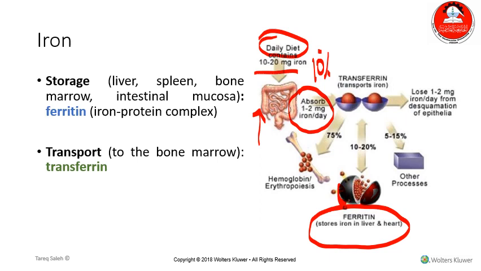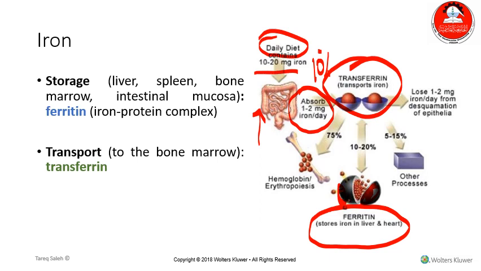Now, in order to transfer iron throughout the bloodstream into different tissues after it's been absorbed from the gut, iron is transferred by a transport protein called transferrin. Okay, so transferrin is the iron protein complex that is responsible for the delivery of iron to multiple tissues in the body.